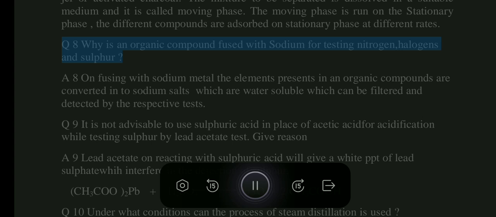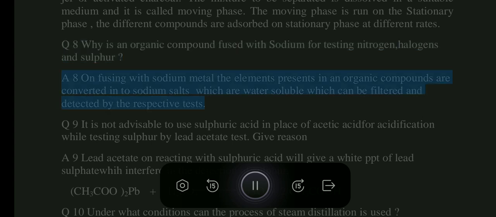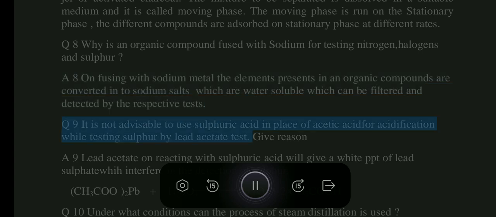Q8. Why is an organic compound fused with sodium for testing nitrogen, halogens and sulfur? A8. On fusing with sodium metal, the elements present in an organic compound are converted into sodium salts which are water soluble, which can be filtered and detected by the respective tests.